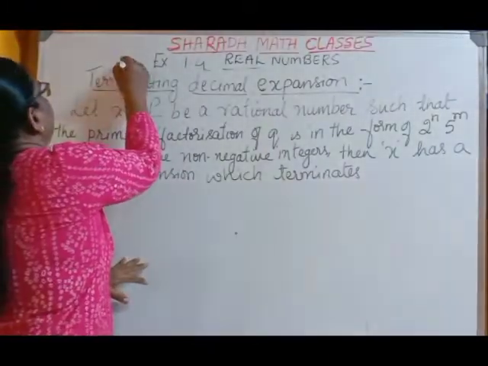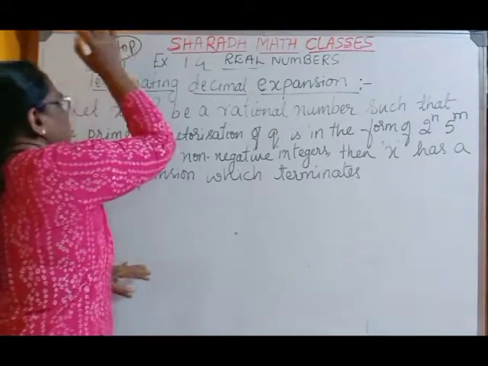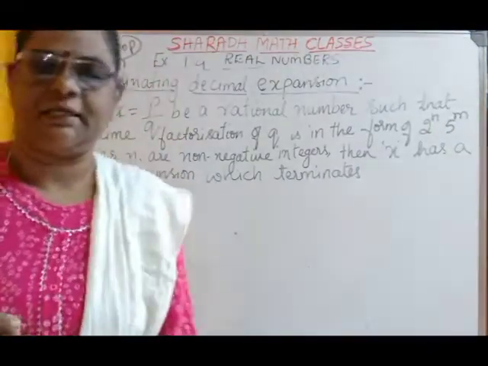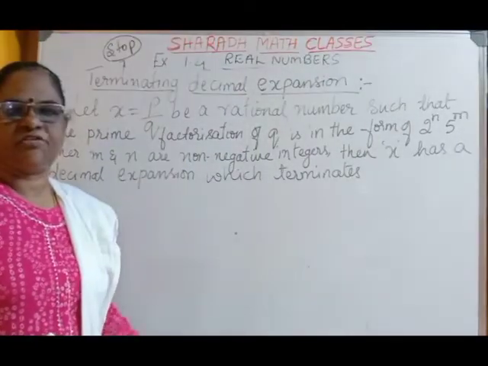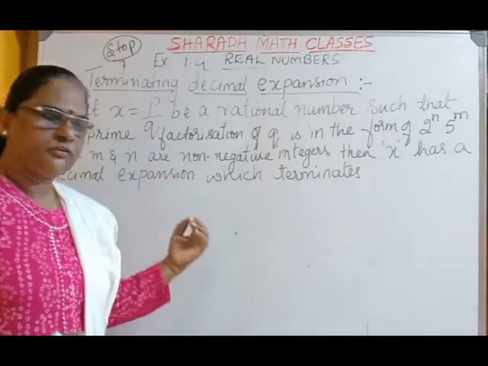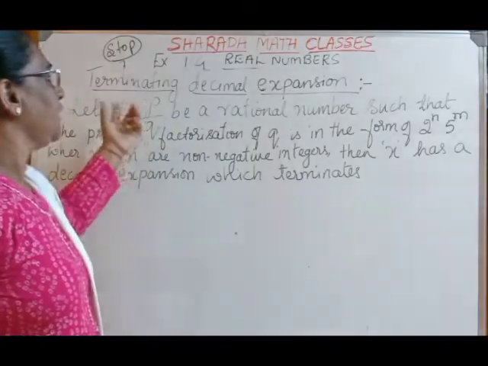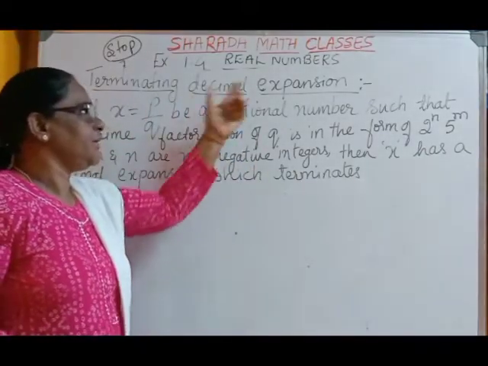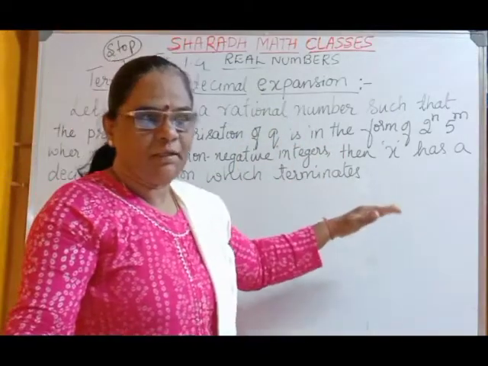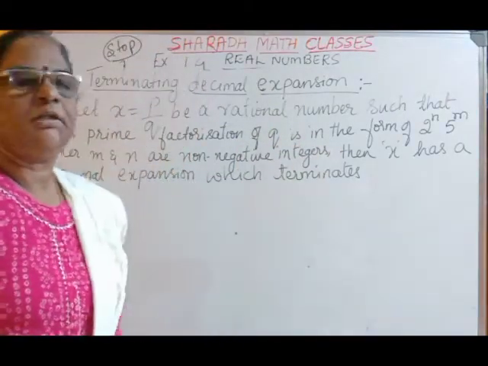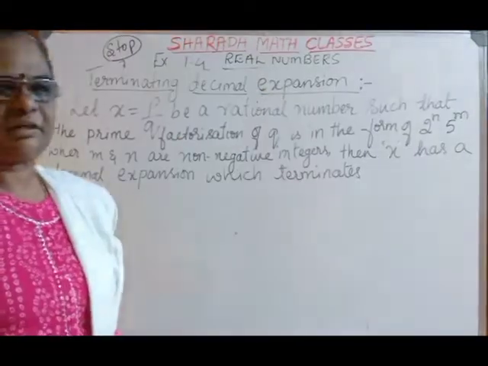Terminate means it will stop. When you go on dividing a number by the other number, the given number, at one stage the division is going to stop. So such type of division we call terminating decimal expansion. It means at one point the division is going to stop, which means you will get the remainder as 0. So in such a process we call it terminating decimal expansion.